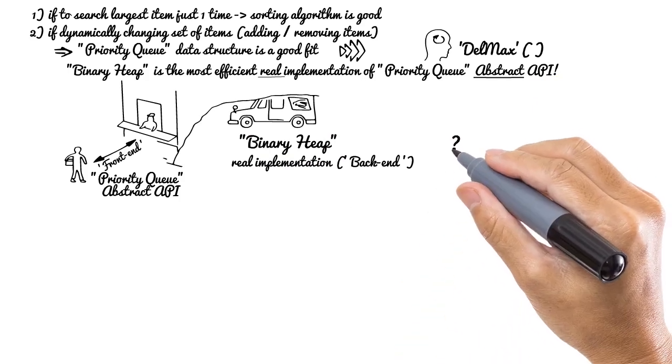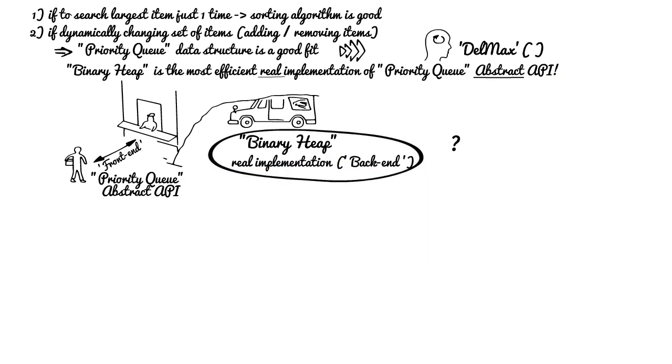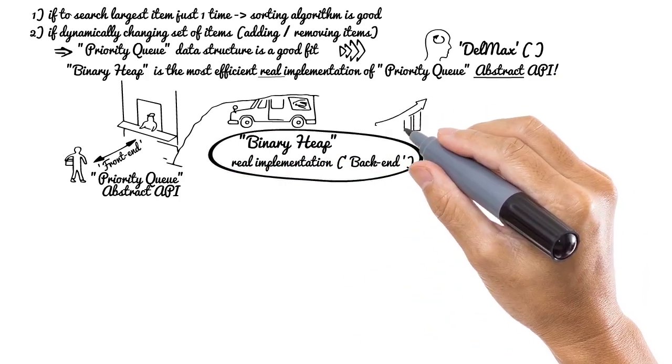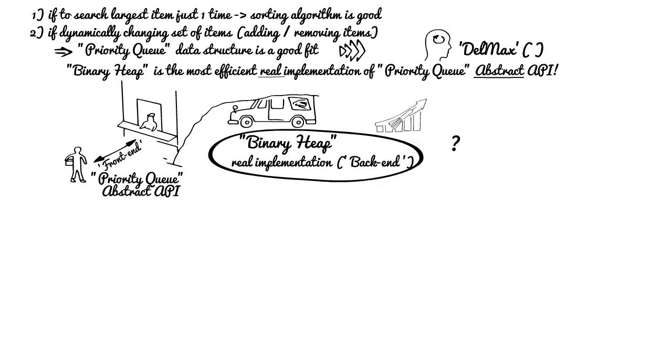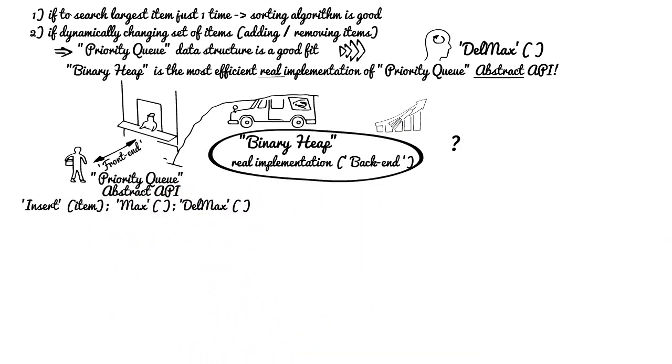What is actually happening behind the wall with the service window, which separates our API and implementation? And then we will compare its efficiency with ordered and unordered sets in terms of big O notation for each of the three main operations. What is the magic of binary heap structure efficiency?